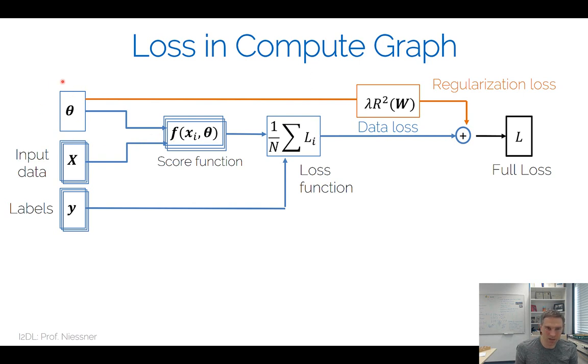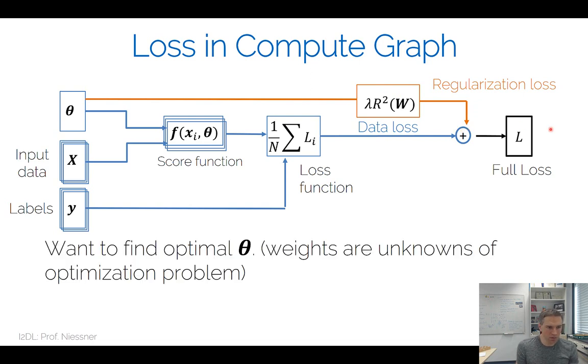We have one set of theta here for all of the training samples, and then we compute our loss function respectively. We add probably some regularization, such as this weight regularizer here. We add these two up together, and then we get our full loss. And what we want to do is figure out our optimal theta weights with respect to all of these inputs and with respect to all of these losses.